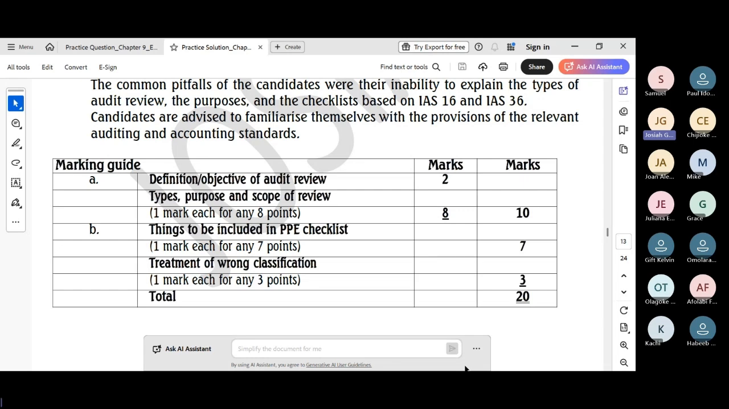Then for the types, purposes and scope of the review, which is 8 marks, you earn 1 mark each for 8 points. So let's look at the types of review. Number 1 is peer review. A peer review is a review conducted by another independent firm of chartered accountants, often mandated by professional bodies to assess the firm's overall quality management system. Very simple.